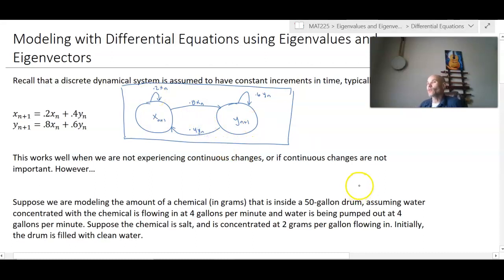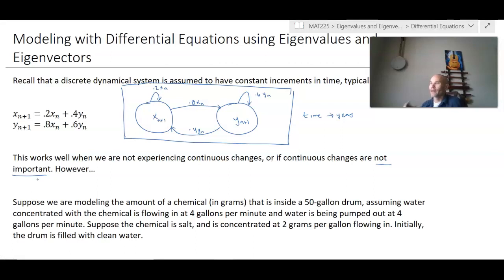Now, that's great, except that we are kind of ignoring what happens continuously. So we can't really assess what happens after, let's say this is on a yearly basis. If time is in years, then we can't really assess what is happening midway through the year, nor are we really that concerned. And so this works great if we're either not experiencing continuous changes or if continuous changes are not important. And that's fine, because looking at population sizes once a year is maybe pretty adequate.